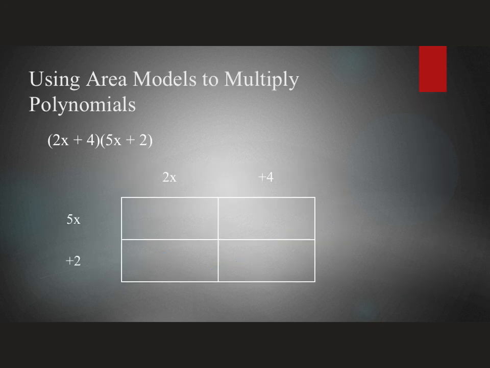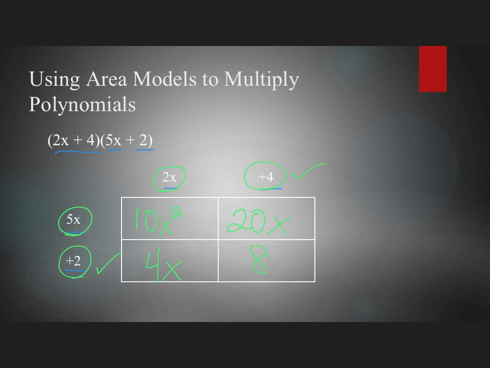So if I have the binomial 2x plus 4 times 5x plus 2, I'm simply going to multiply them together. So remember, when I multiply 5x times 2x, I'm going to multiply together the coefficients, which gives me 10, and I have x times x, which is x squared. 2x times 2 just gives me 4x. 5x times 4 gives me 20x. And then 2 times 4 gives me 8.